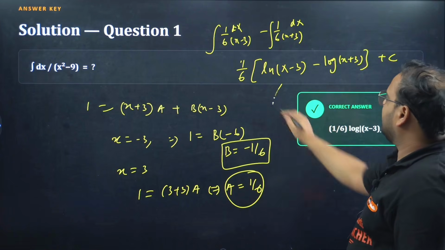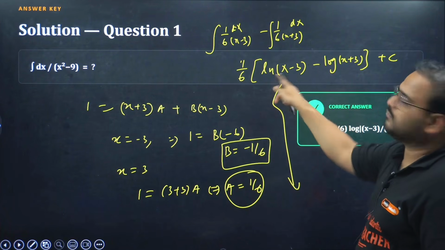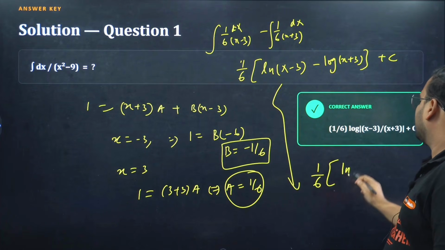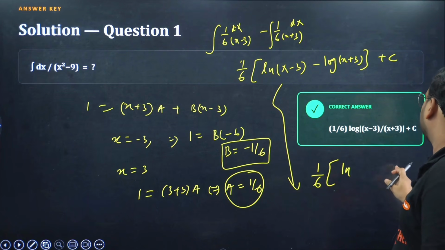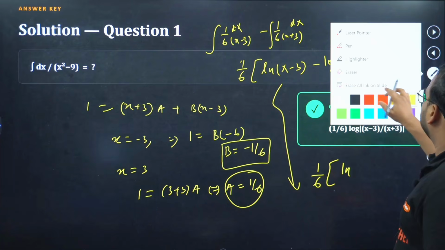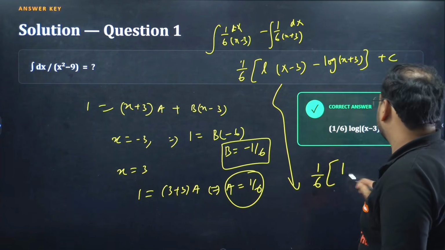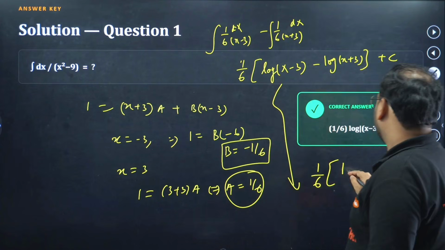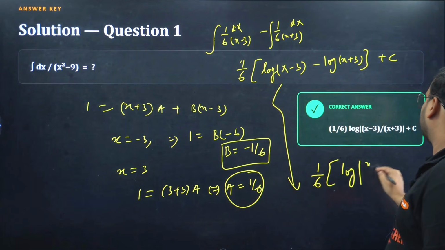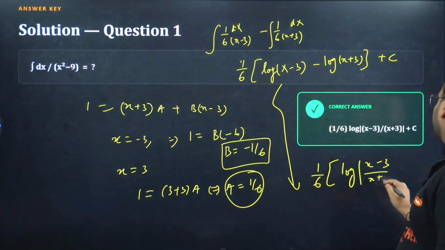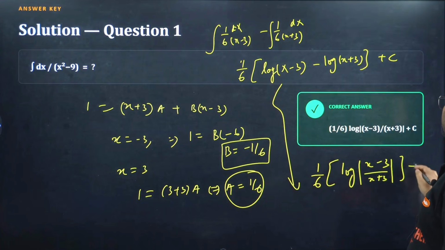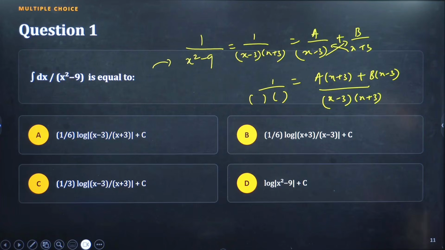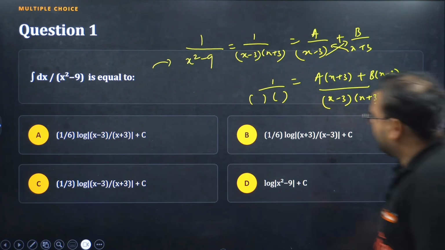If you perform the quotient rule over here for logarithm, you'll have 1 by 6 outside, log of x minus 3 upon x plus 3 plus c. I've written ln, so let me just write this as log only. That's the same as the answer. You can check over here as well: x minus 3 upon x plus 3, that's option number A.